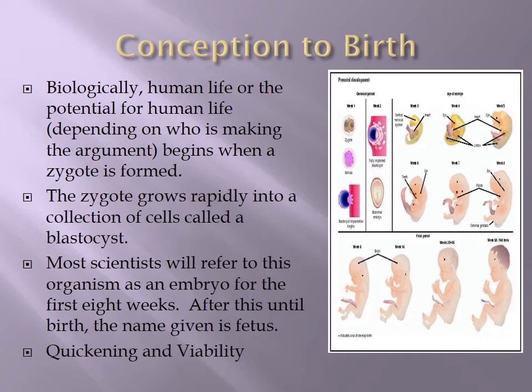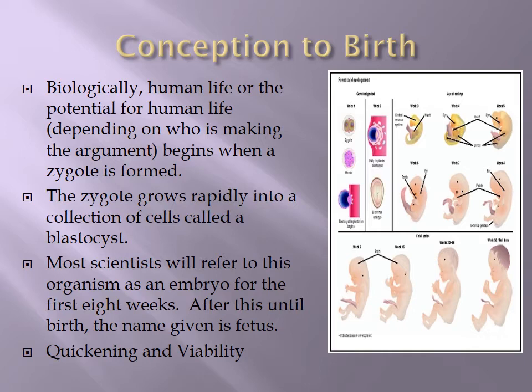That zygote grows rapidly and becomes a collection of cells called a blastocyst, and then most scientists will refer to this organism as an embryo for the very first 8 weeks. And after 8 weeks all the way to the time of birth, typically around week 40, the name given is a fetus. The textbook made mention of quickening and viability.